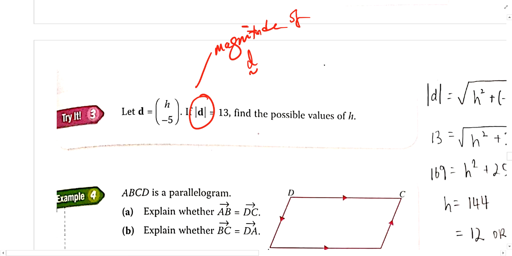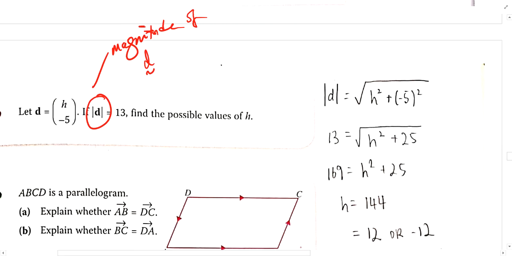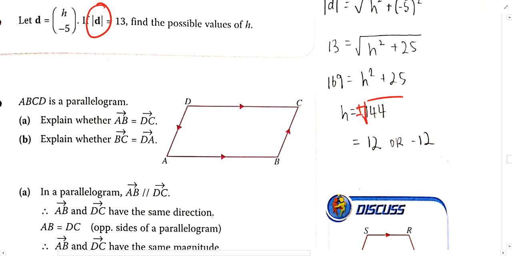So what was on the board was the magnitude calculation, right, using Pythagoras' theorem. So our working is going to look like this. The magnitude of D equals the square root of H squared plus negative 5 squared. Because 5 units downwards, we square it, that gives us 25. So make H the subject. H equals plus or minus the square root of 144, giving us positive 12 or negative 12. Okay?